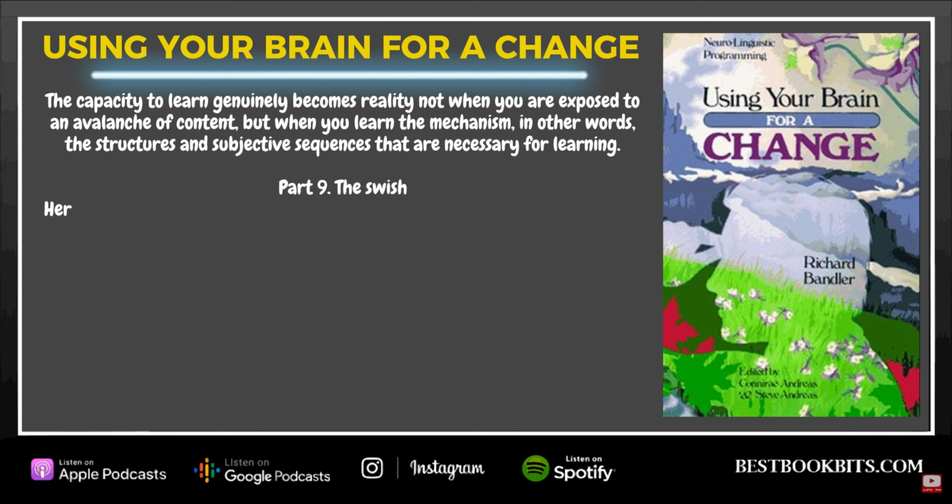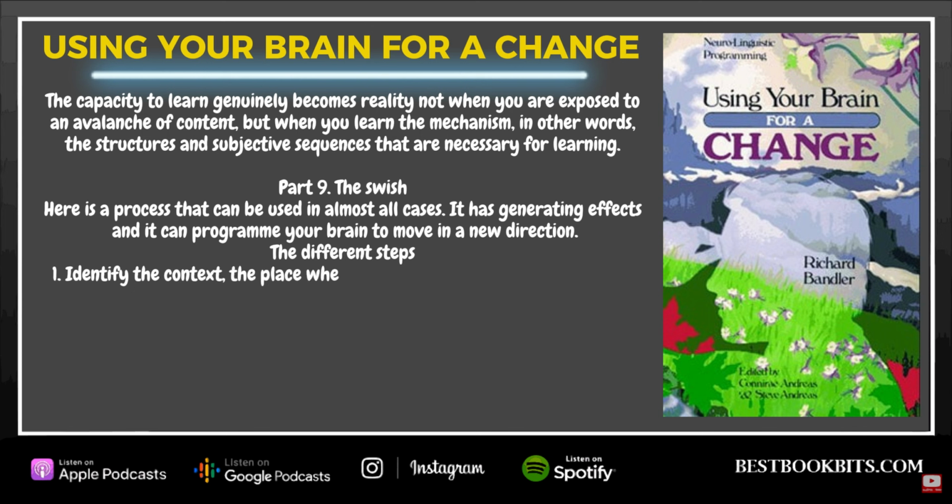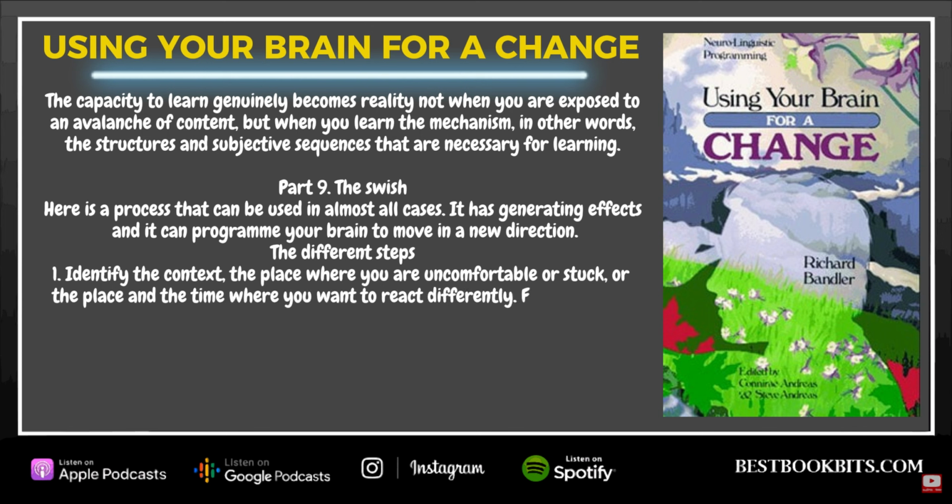Part 9. The swish. Here is a process that can be used in almost all cases. It has generative effects and can be programmed for your brain to move in a new direction. The different steps. Number 1. Identify the context, the place where you are uncomfortable or stuck, or the place and time where you want to react differently. For example, I want to stop biting my nails.